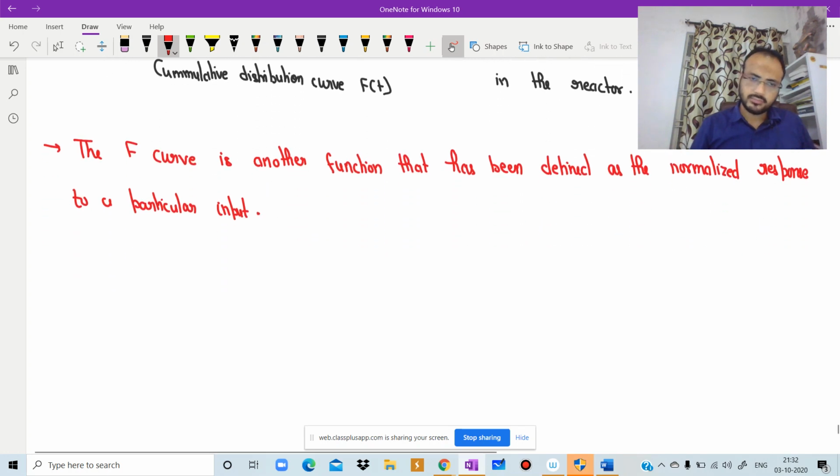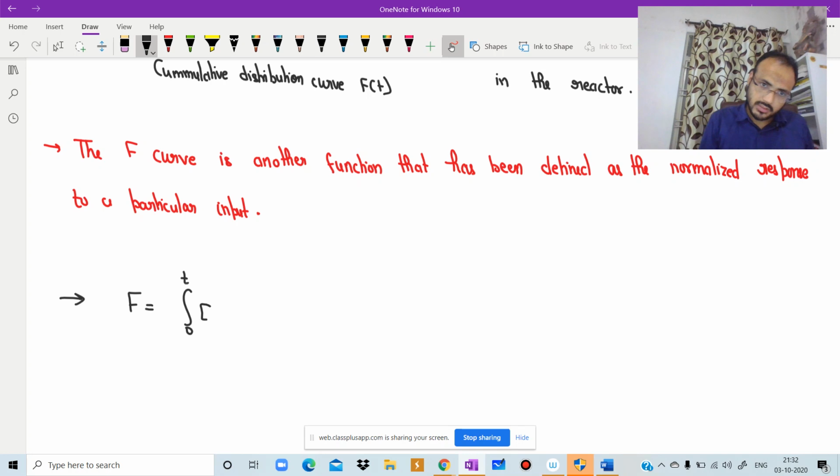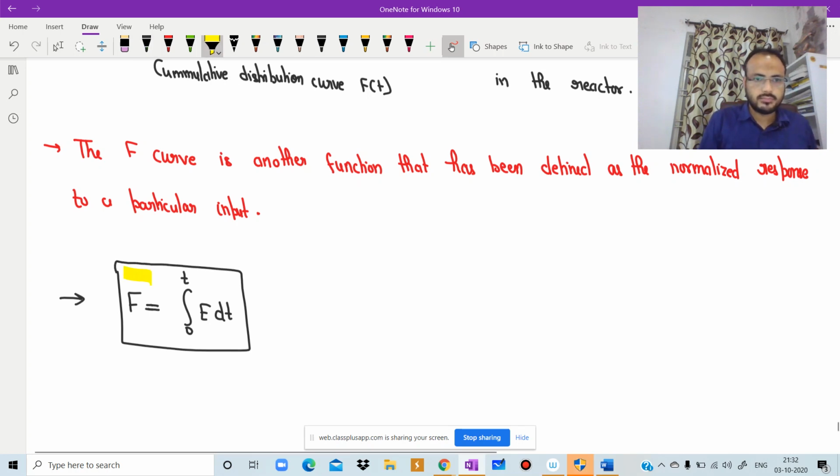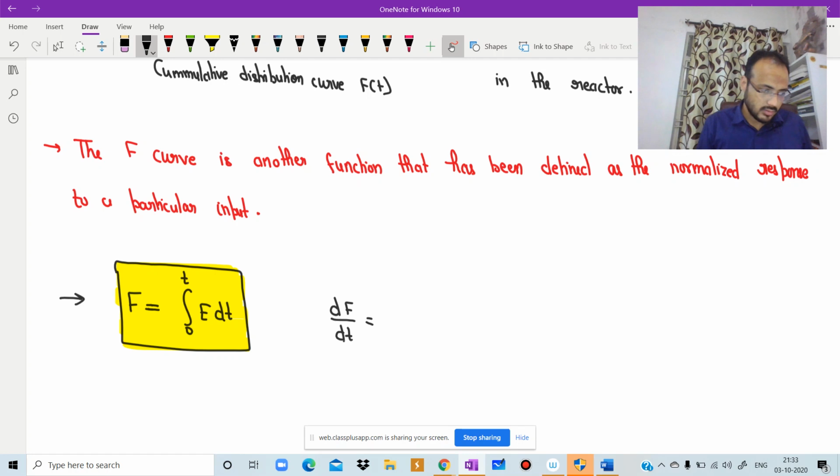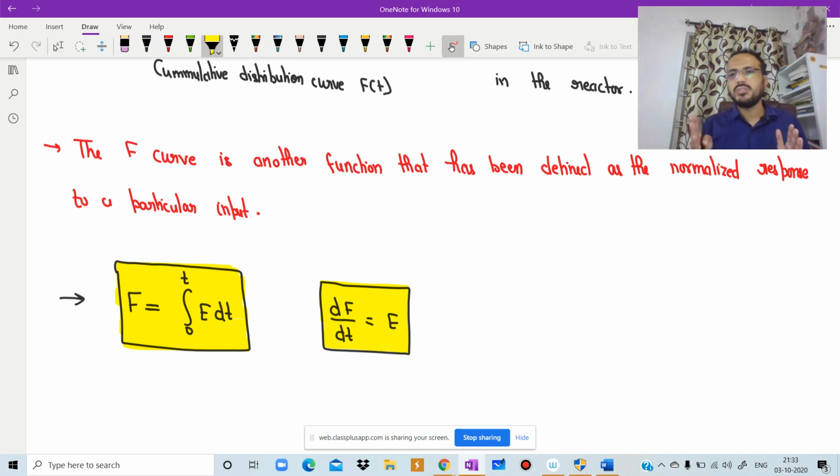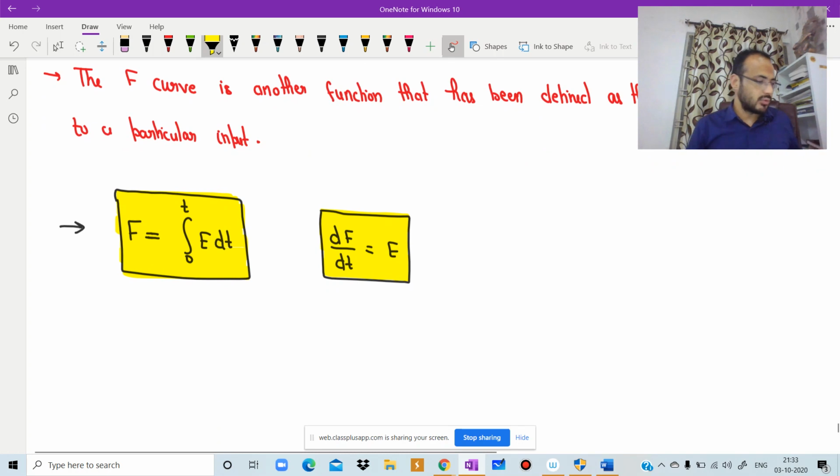So now we can write one conclusion. F is equal to the integral from 0 to t of E of t dt, or dF by dt is equal to E. You should be comfortable in the conversion of the curve from E to C, E to F. Now you can convert any graph or any curve. Is it clear up to this point? There should be no doubt.